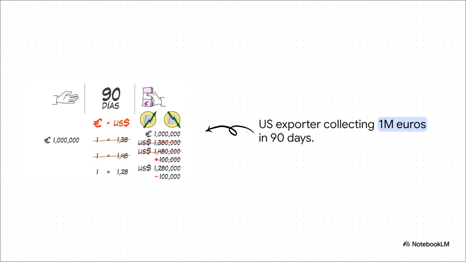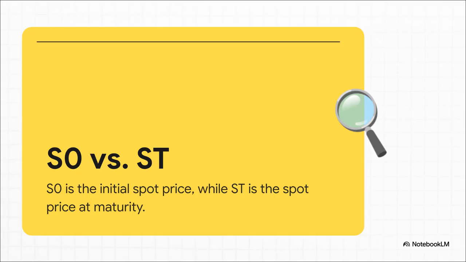Because this US exporter directly benefits from the price going up, they hold a long position on the euro. Now, right before we visualize this, let's just establish a tiny bit of vital terminology so we're all on the same page. We use S0 to represent the spot price right now at moment zero. That's like our $1.38 exchange rate on the day of the sale. And we use ST to represent the spot price at maturity, or moment T, which is the day the transaction actually settles 90 days down the road.